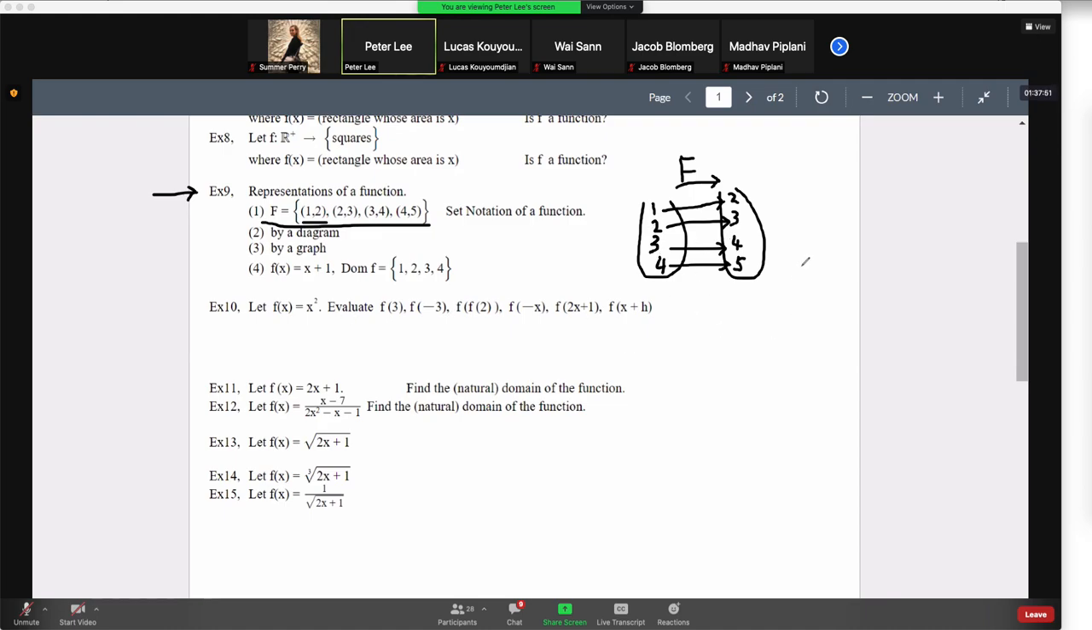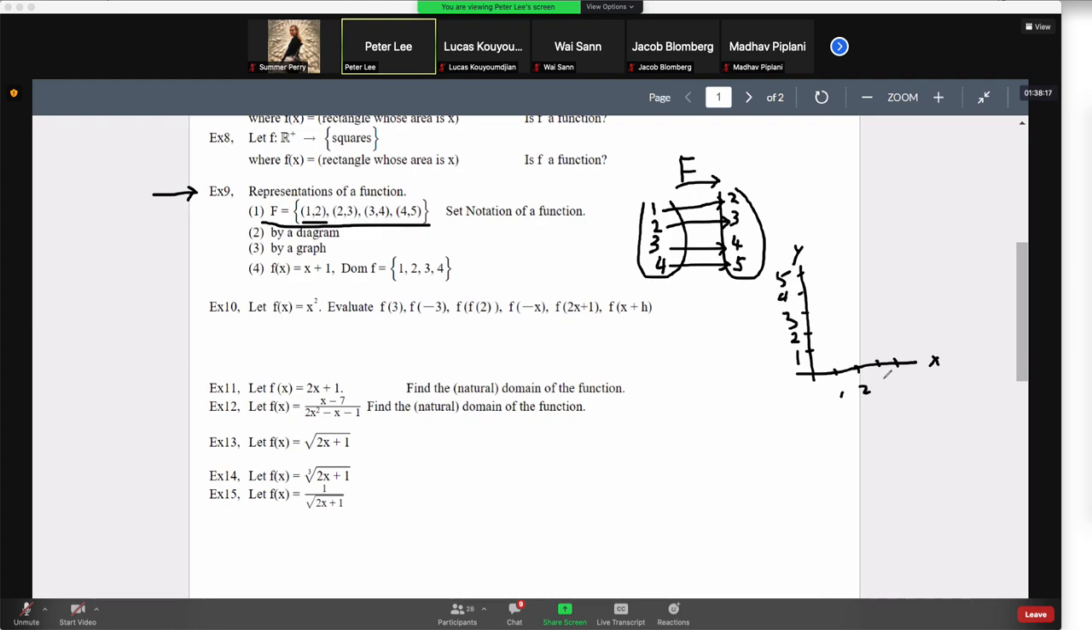So that is a function. If you express the function this way, this is the function by a diagram. That's what I mean by a diagram. And now the number 3, by a graph. How do you express the function by a graph? By graph, it's this: 1, 2, 3, 4 and then 1, 2, 3, 4, 5, and you can call this the x-axis and y-axis. So the point is what? This is 1, 2, and so on.